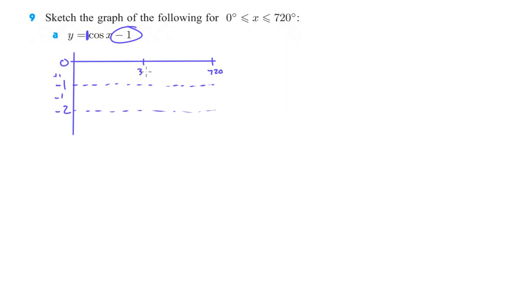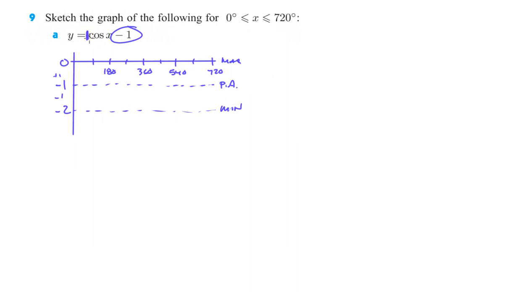So half of that's 360. Half of that is 540. Halfway between those, 180. And then maybe some other lines in here just to give us something to look at here. Okay, so we've got max, principal axis, minimum. The only other thing we really need to figure out is the period.